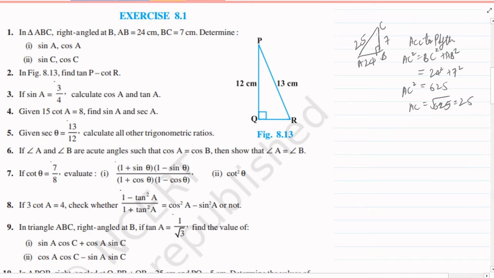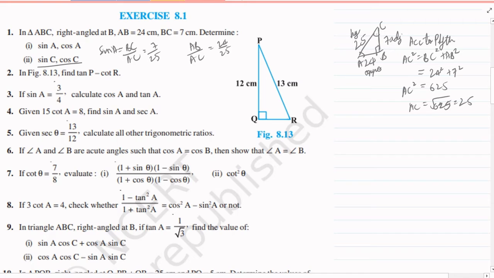So what's our sine A? Opposite is BC, divided by hypotenuse AC. So I'll just write 7 by 25. Cos A will be AB divided by AC, which is 24 by 25. In the same way, try it out for C, where you take C as the angle and the opposite will be 24. This will be your opposite, the hypotenuse stays the same and this will be your adjacent.